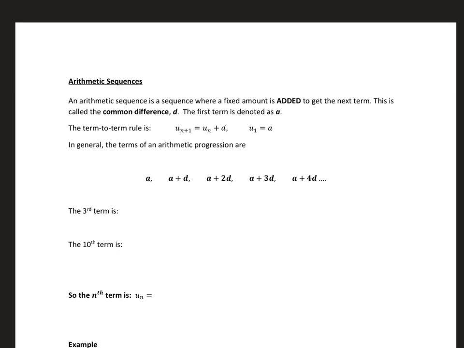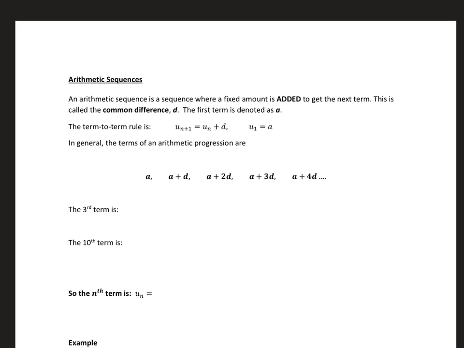Okay, the next type of sequences we'll look at, and these will be some routine GCSE ones, are called arithmetic sequences. So an arithmetic sequence is a sequence where a fixed amount is added to get the next term. So we call that amount the common difference, and I'm going to denote that with the letter d. And the first term, since that's going to be the most important term, instead of writing U1 all the time, I'm just going to write the first term as a.